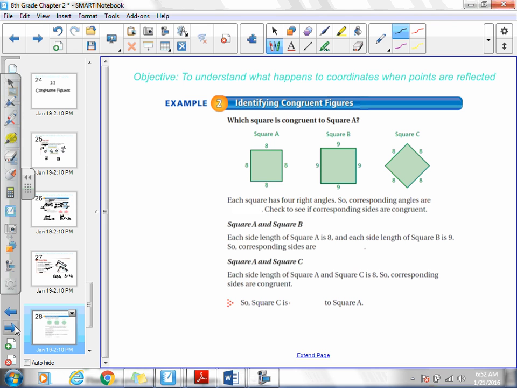Which square is congruent to square A? So remember, things that are congruent have exact same sides. So corresponding sides are congruent, are the same. So right away we can eliminate square B because its sides are 9 units in length. So looking at these two, their corresponding sides are congruent. Are their angles also congruent? Well, in the square, we know that every angle is a right angle. So each of those is 90 degrees. Each of these is 90 degrees.